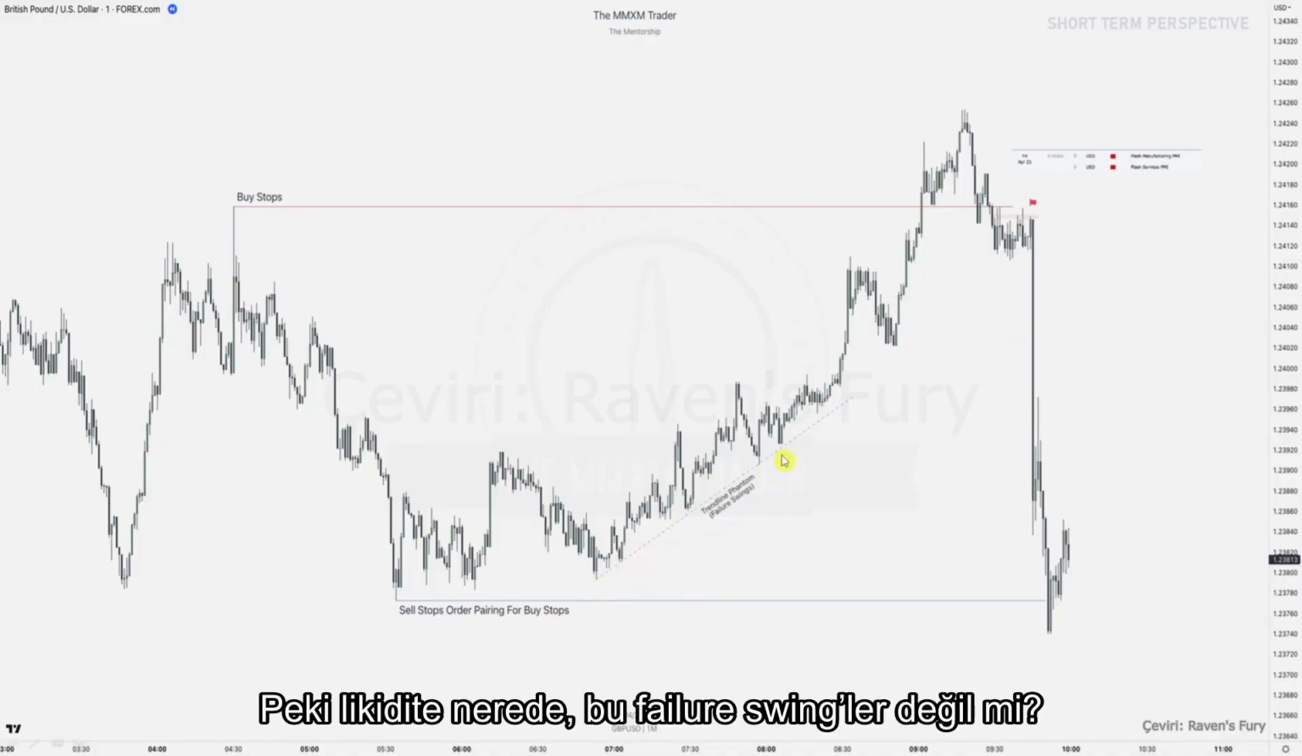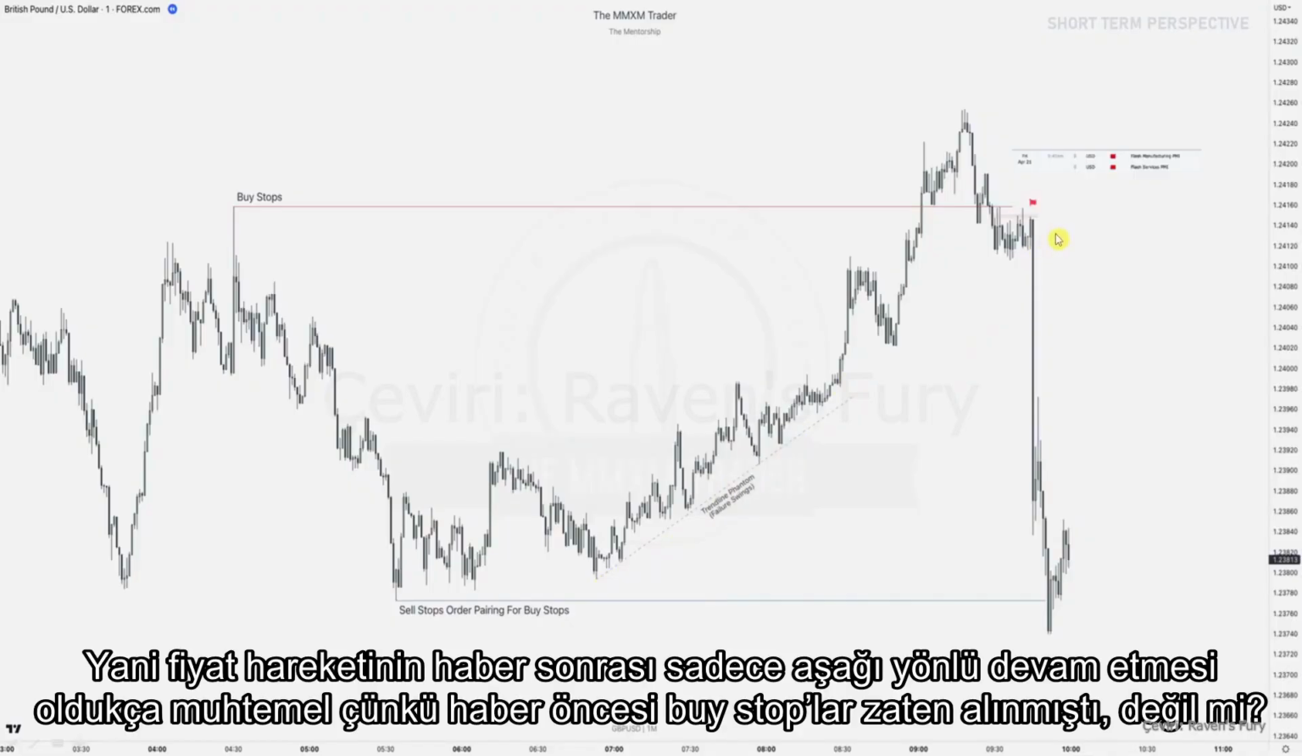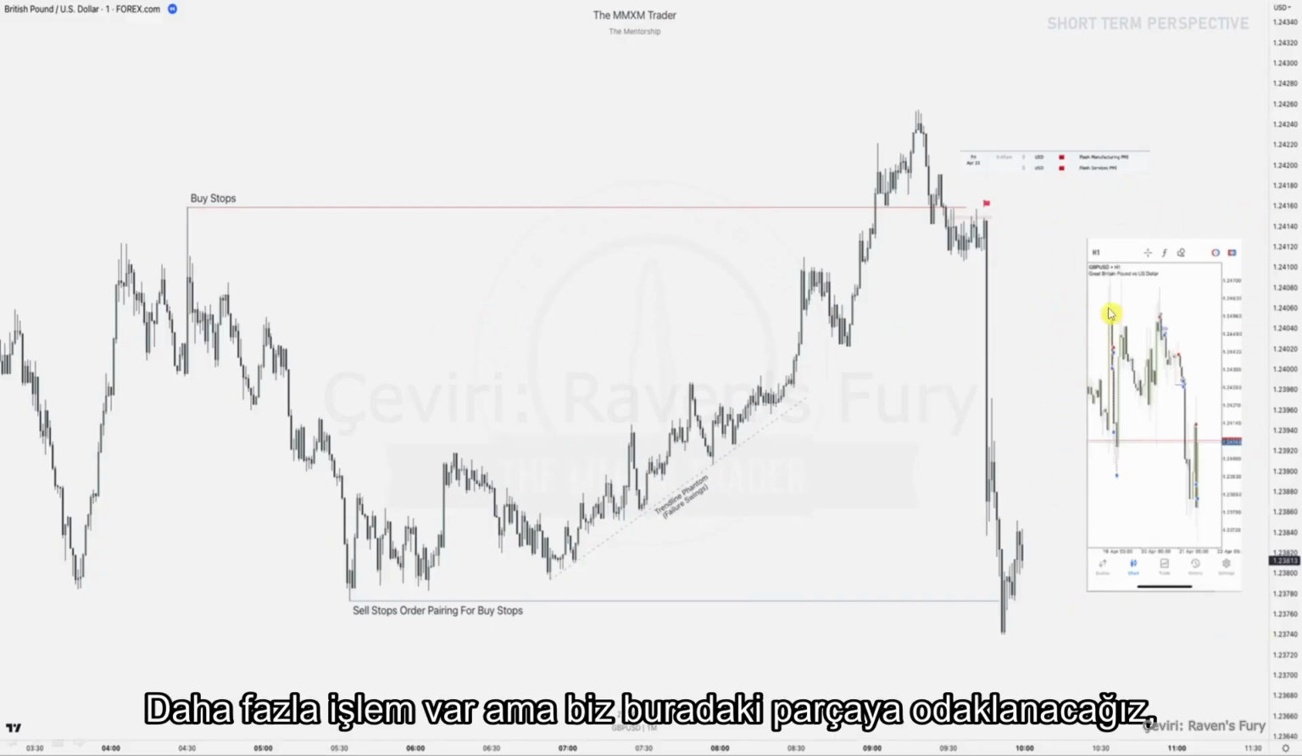We've got these failure swings, right? So engineered liquidity, trend line phantom. So it's highly likely price action will just continue down with that news release because we already ran buy stops before the news. Right, so over here we've got an execution picture, right? There's a lot more execution, but we're going to focus on this piece over here, right?